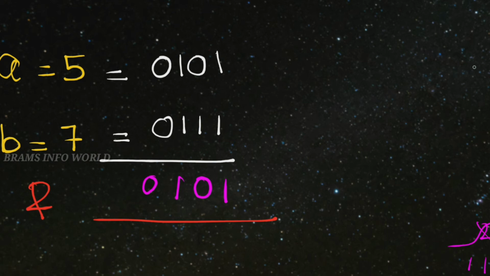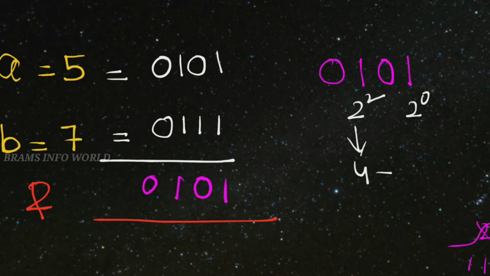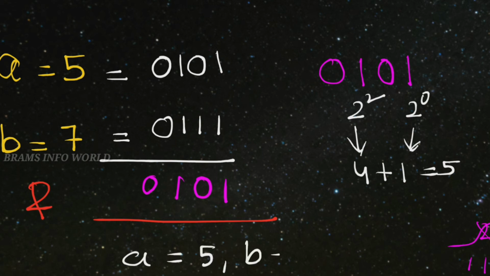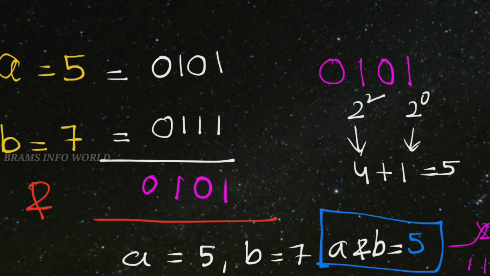What is our value? 0 1 0 1. That is 2 power 0 and 2 square. That is 4 plus 1. So 5 is the result. A equal to 5, B equal to 7, A bitwise AND B equal to 5. So this is the result of our first bitwise AND operation. Bitwise AND means only one AND. Logical AND means two ANDs.